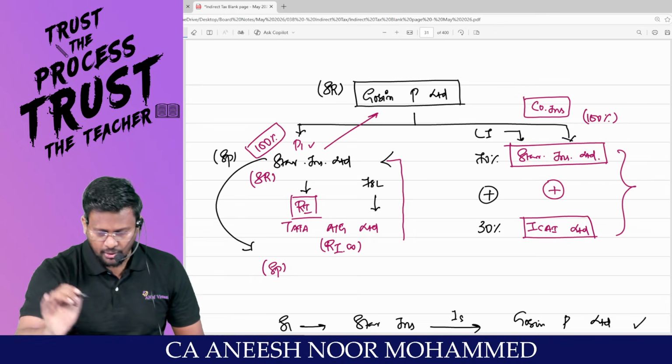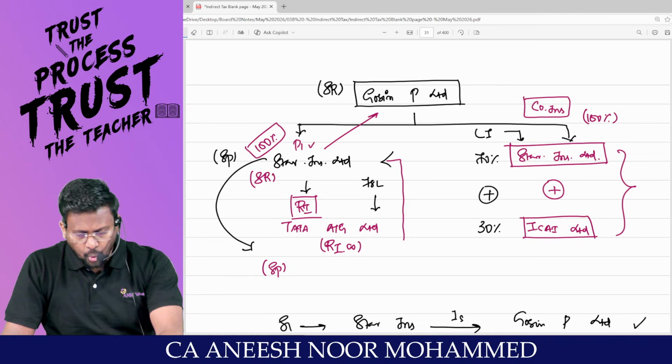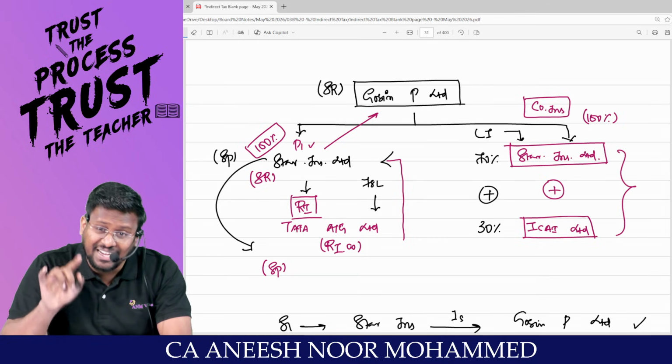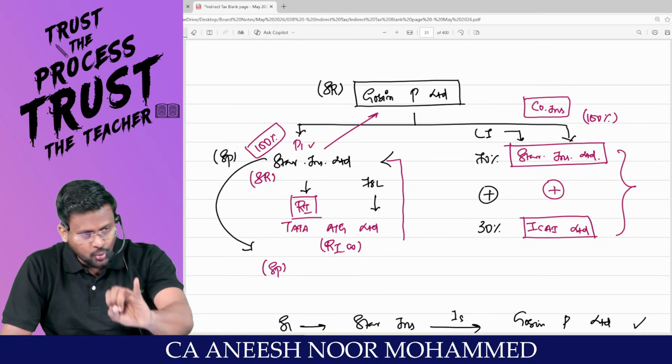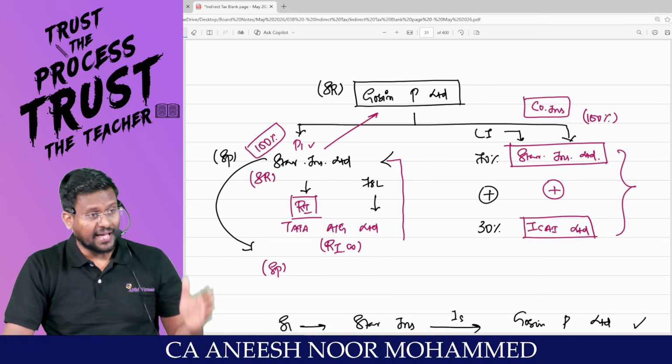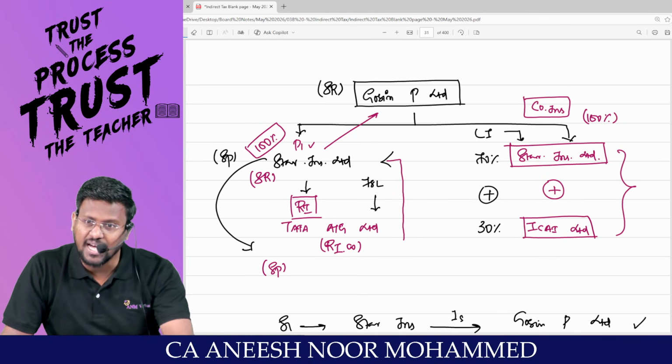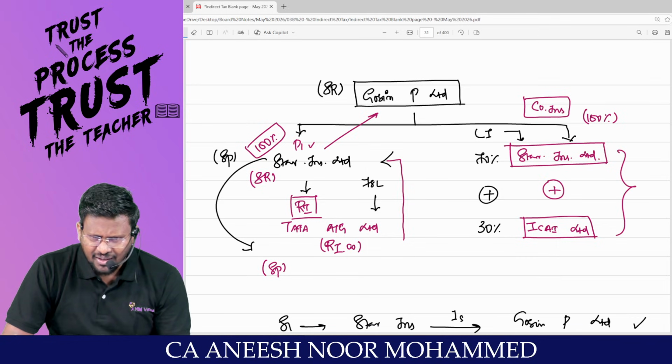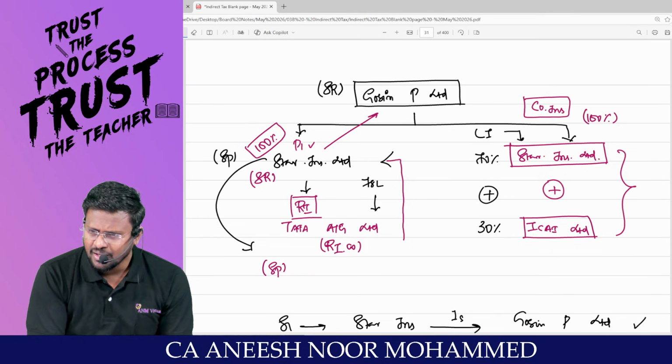That means, sir, you have to critically analyze. Who is the service provider? Star Insurance and ICAI Limited. Who is the service recipient? Gopin. Actually, Gopin knows only Star Insurance. Am I right? Because Gopin has approached only Star Insurance.